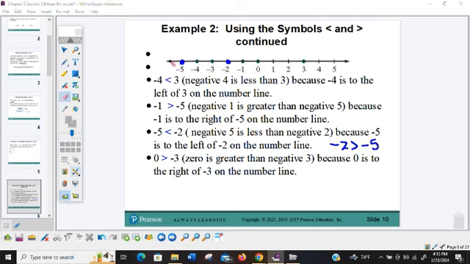Okay, let's look at the last one. We have 0 and we have -3. Okay, -3 is to the left. It is less than. Okay, so the arrow needs to point to the -3. This would be 0 is greater than -3, or we could say -3 is less than 0.